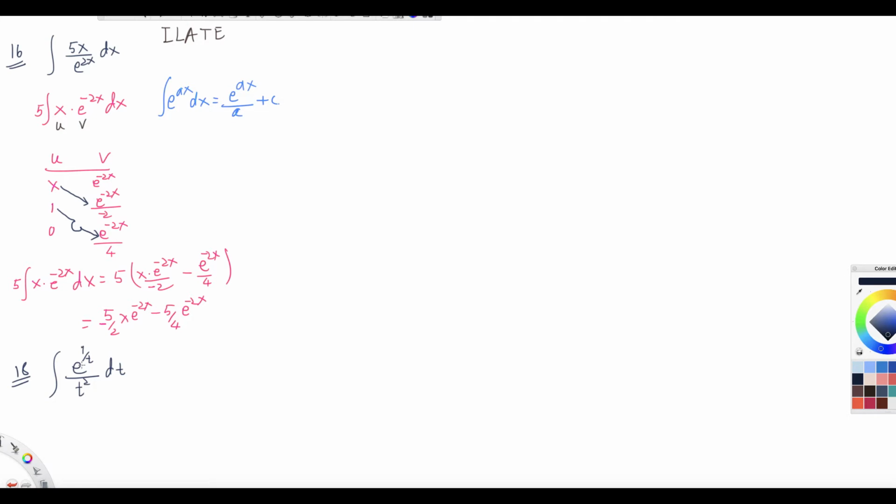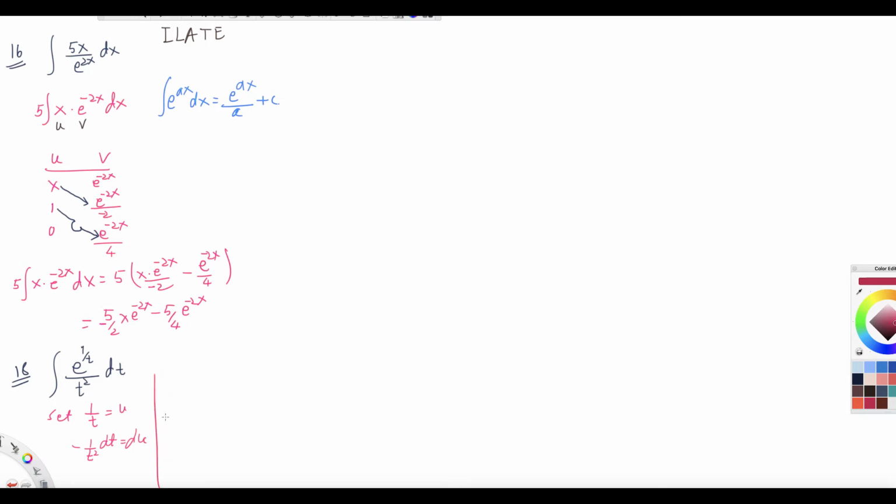Now you can do e to the 1 over t as u, and t to the negative 2 as v, but it is still not very easy. What is the easiest way is u substitution. Set 1 over t equals u. Now find the derivative of that. What is the derivative of 1 over t? This is the same as t to the negative 1, right? The derivative will be negative 1 times t to the negative 2. So it will be negative 1 over t square dt equals du. Look at that. 1 over t square dt is negative du then, right?